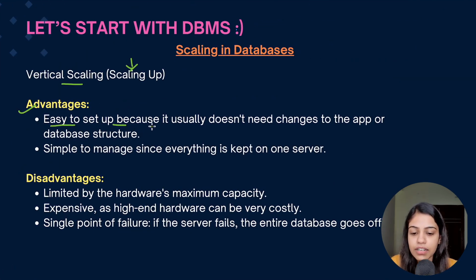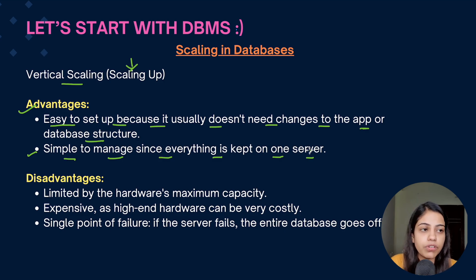Now, what are the advantages of vertical scaling? It is easy to set up because it usually doesn't need changes to the app or the database structure. We only need to increase the CPUs as well as RAM. Next, it is simple to manage since everything is kept on one server. Since everything is present on one server, we can easily manage everything. We don't need to go to different servers to manage different things.